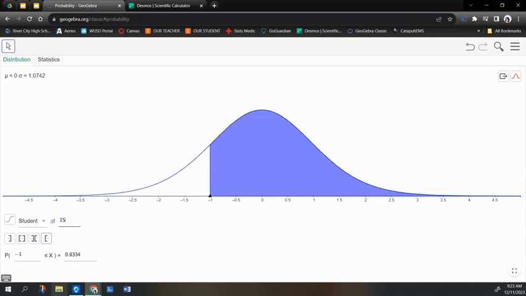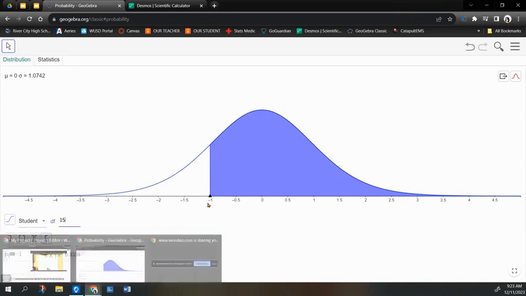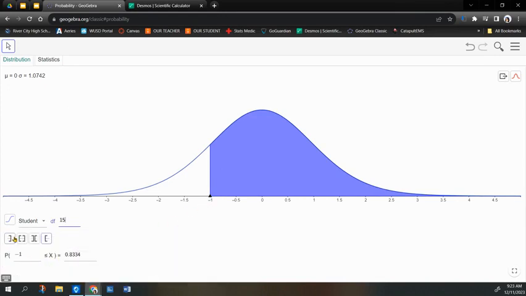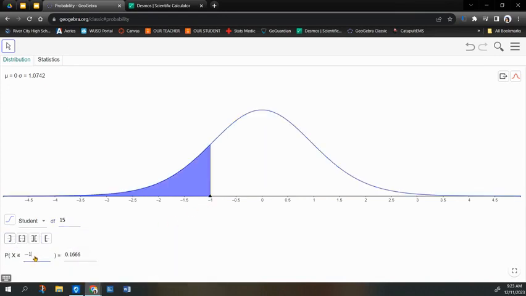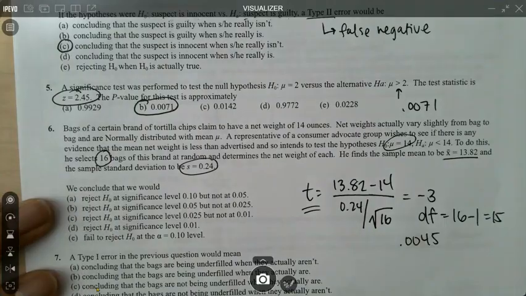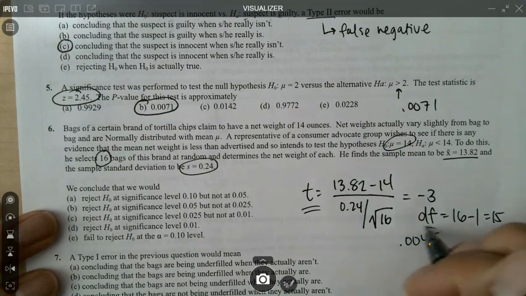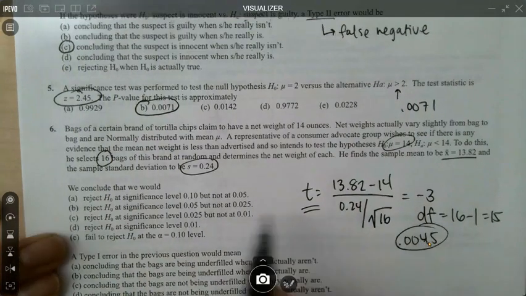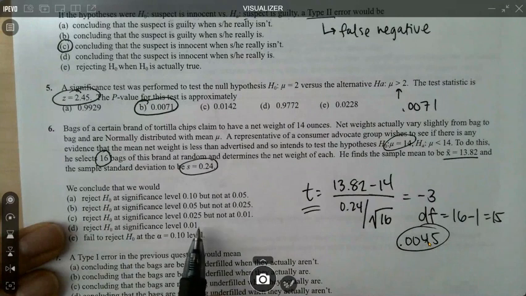And then since HA says less than 14, we're going to choose less than, and we're going to type in negative 3. So that gives me a p-value of 0.0045, which is very, very small. So since our p-value is 0.0045, that means that we can reject our null hypothesis basically at the lowest level, 0.01.